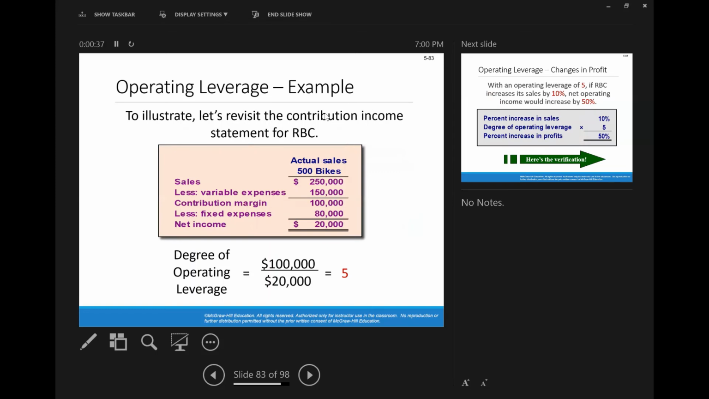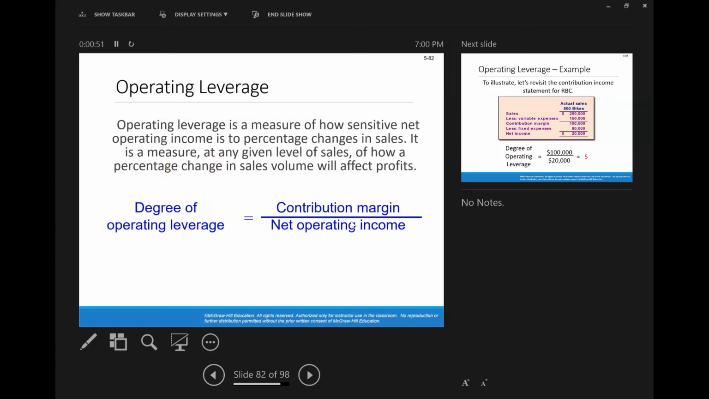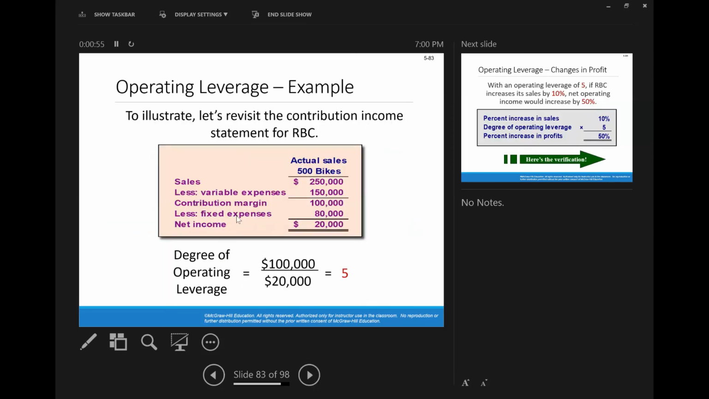Okay, so we're going back to our example that we had earlier. We have 500 bikes. We're looking for our contribution margin, which was 100,000, and our net income, which is the 20,000. Remember the formula: contribution margin over net operating income, or NOI. A lot of times we just reference it as that, so I don't have to say the whole thing. So 100,000 divided by 20,000, so our degree of operating leverage is 5.